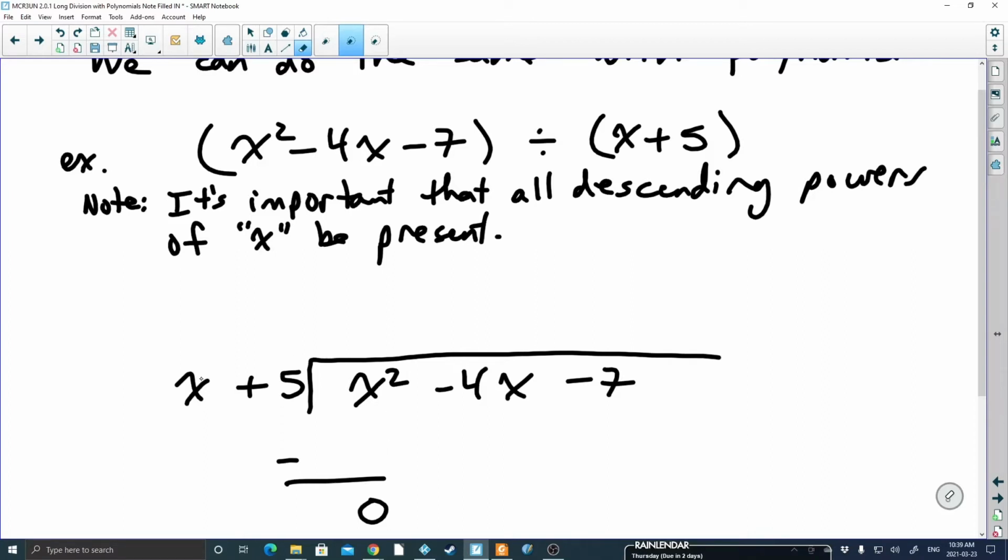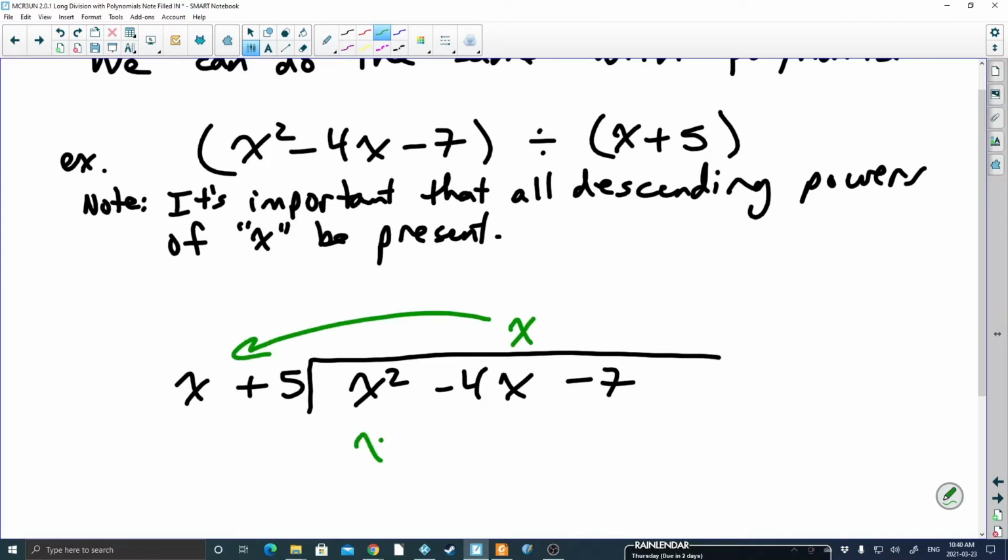So what do I have to multiply x plus 5 by to make sure that I get an x squared in this position? So I'm just going to erase this for now. And I'm hoping you can see that if I put an x here, when I multiply the x over here by x, I'm going to get an x squared in this position. And now when I subtract the two, that's going to give me a 0.